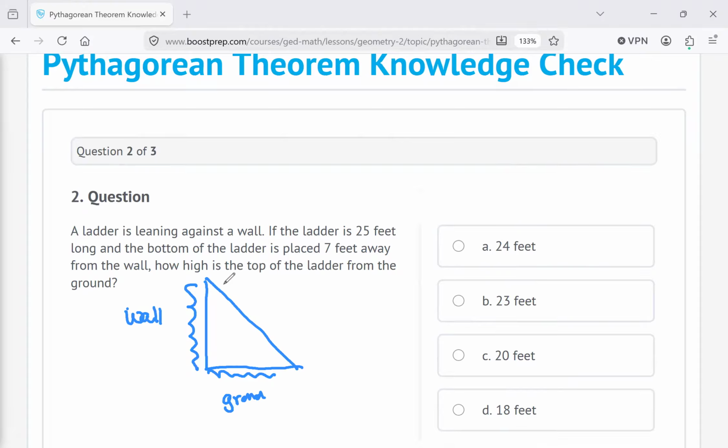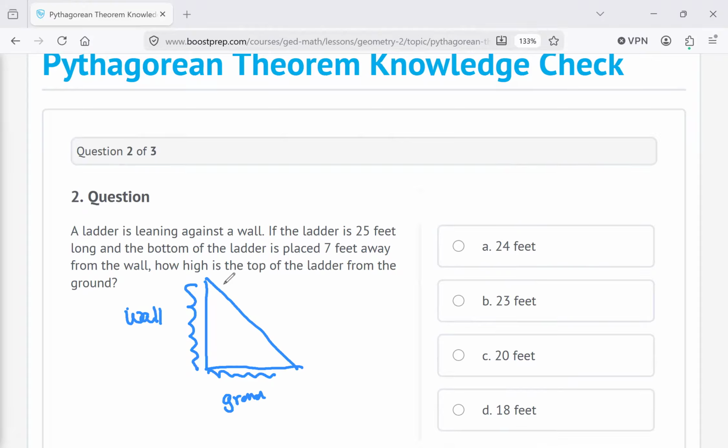So then you fill in your blanks. If the ladder is 25 feet, this slanted distance is 25. And it's placed 7 feet away from the wall. So where do we put that 7 feet? Well, it's not the wall distance, it's the ground distance. So it's going to be 7 feet.